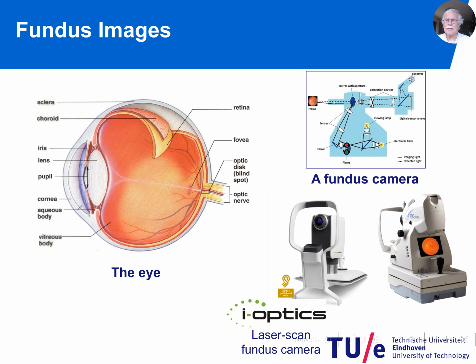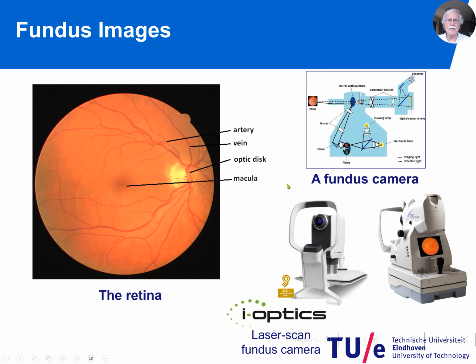Well, fundus images are easy to make with a fundus camera. You have 2 types, a laser scan camera or an optical camera. The optical camera, of course, and a laser scanner, they have to supply light because there's no light coming out of the retina, so after a small flash, you get a quite high resolution image of the large retina. And this is how it looks like. In the center is the macula with the fovea. We have the optic disc and all the arteries and the veins.